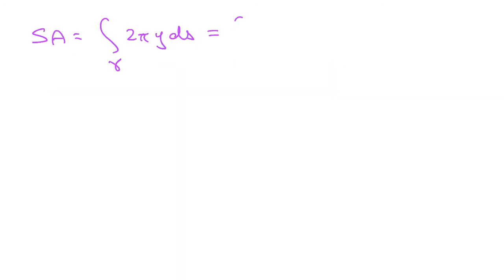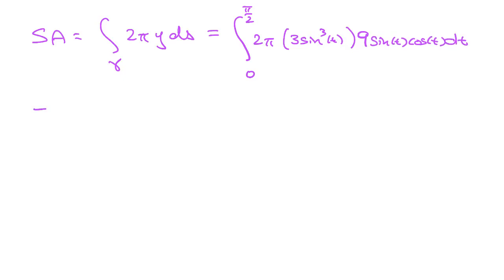So in our integral, we're going to have the integral from 0 to pi over 2. We have a 2 pi and then y being our 3 sine cubed t, and then our ds being given by 9 sine t cosine t dt. So cleaning this up a little bit, what we then have is the integral from 0 to pi over 2 of 54 pi, and then we've got a sine to the fourth of t cosine of t dt.